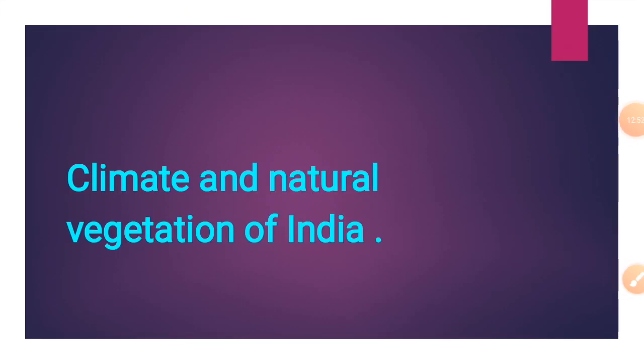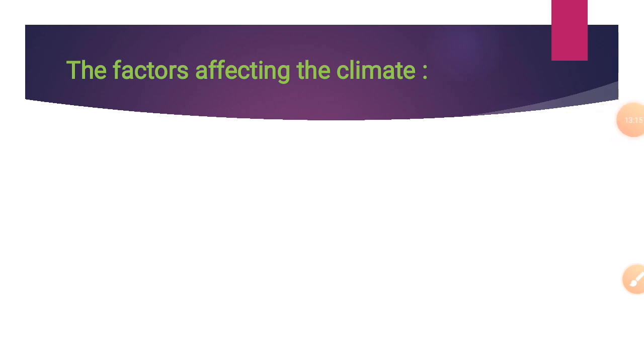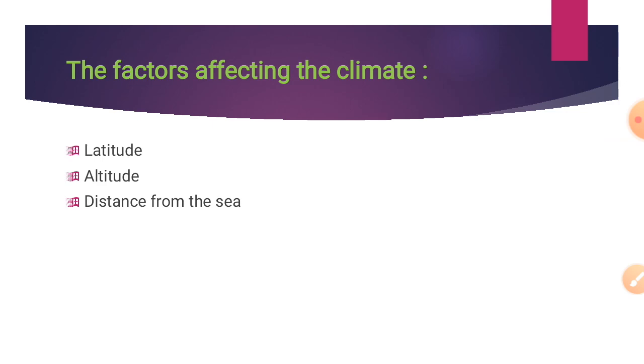Students, I hope you all understood the important terms in your first lesson. So next, move on to the second lesson, that is Climate and Natural Vegetation of India. From the second lesson, these are the questions which will be asked in your examination. The first question is, what are the factors affecting the climate? The factors affecting the climate are latitude, altitude, distance from the sea, monsoon wind, relief, and jet stream. These are the factors which affect the climate.